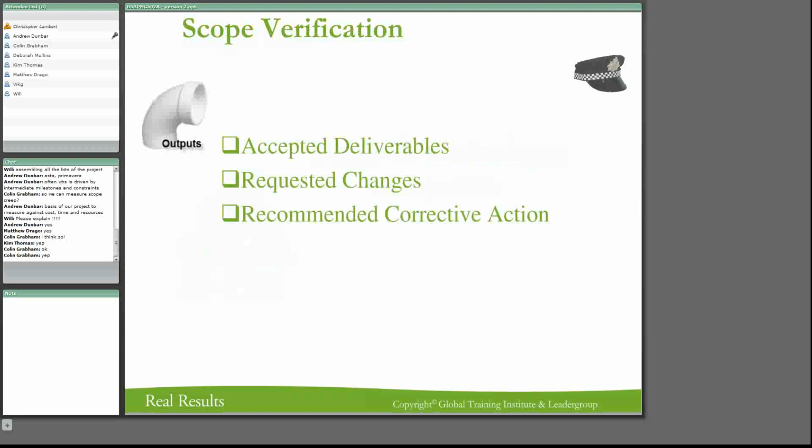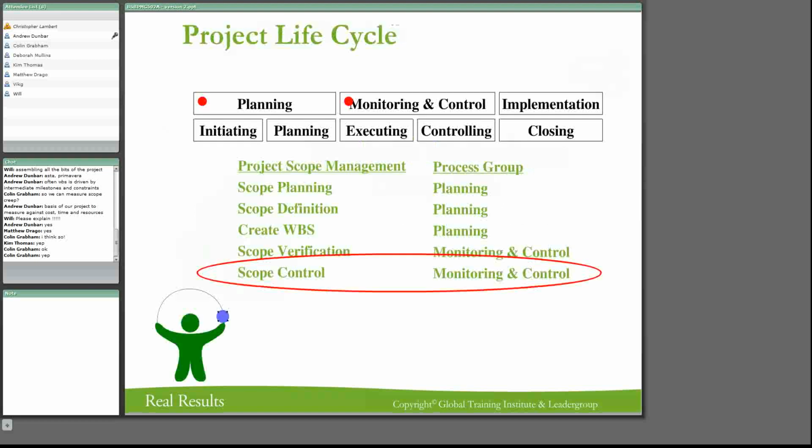Requested changes: changes to the project structure, or changes to a deliverable, any kind of change needs to be there. That's because you've got your approvals as well. Recommended corrective actions, and these are all going to go into a lessons learned database. So there we are. Now let's have a look at project control.